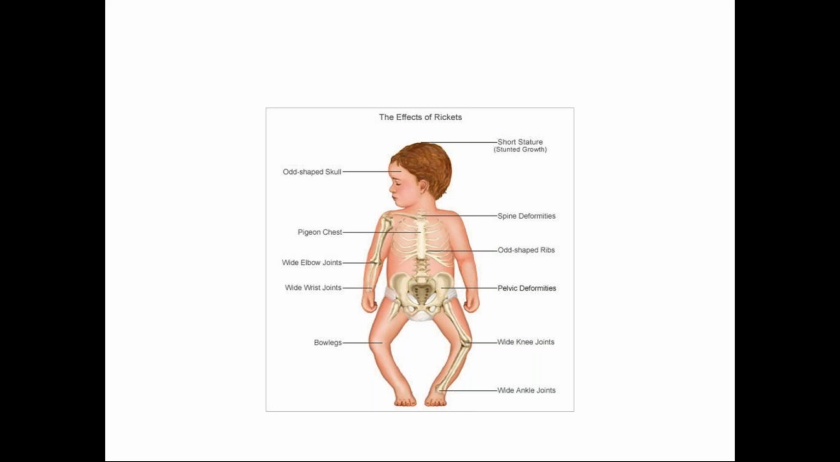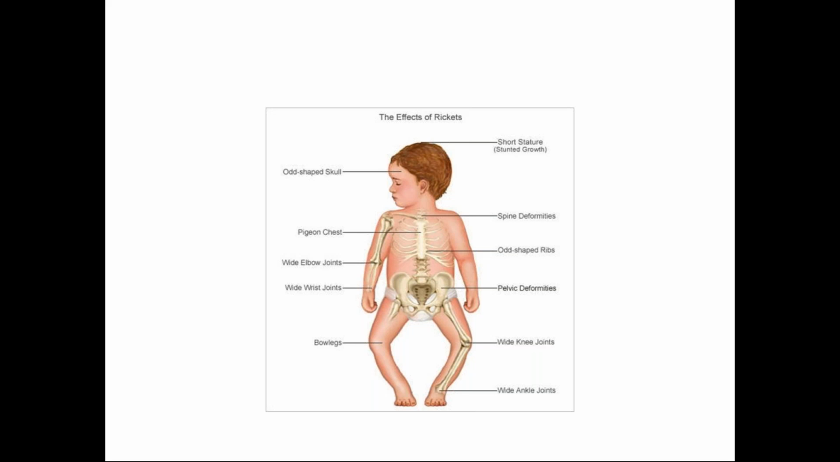And in the picture you can see the pigeon chest, wide elbow joints, arch-shaped ribs, wide wrist joint, pelvic deformities, wide knee joints, bow legs, and wide ankle joints. So the clinical features are bow legs, wide open anterior fontanelle, bow legs also called genu varum, knock knees, genu valgum, craniotabes, soft or ball-like skull, spine deformities and pelvic deformities, rachitic rosary, that is the costochondral swellings.